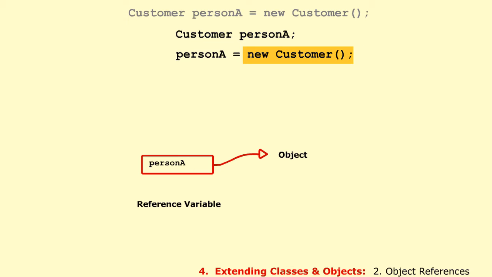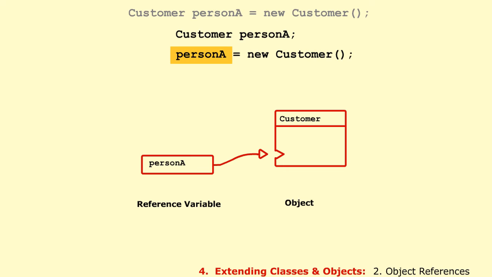It's the second statement that actually creates the object using the new operator. The object's reference is then assigned to person A. Now person A is pointing to this new object. Person A cannot reference an object of a different type. Only an object of type customer.